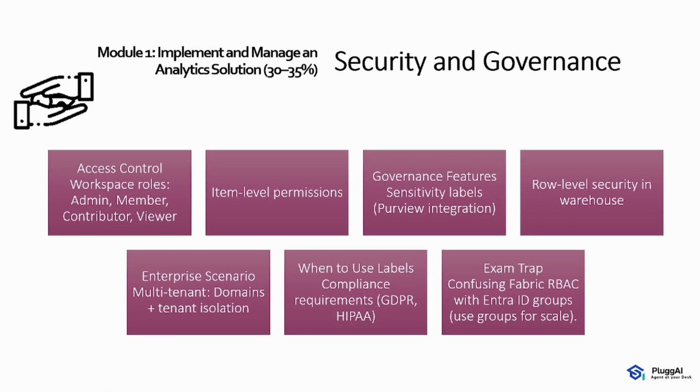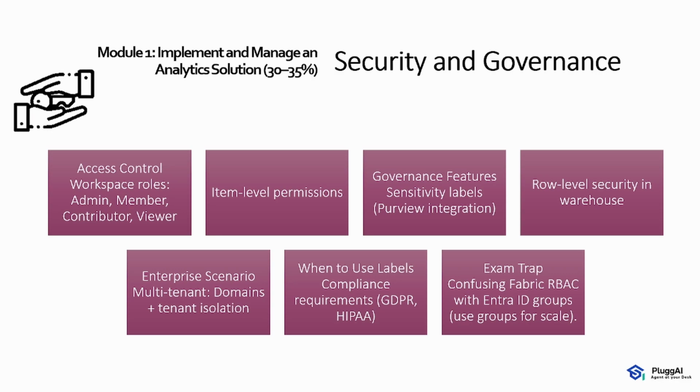Now let's talk security and governance. Pause here because exams hammer this hard. Security starts with workspace roles: admin, member, contributor, viewer. But for scale, always use Entra ID groups. Assign the group once, manage membership centrally, item level permissions let you get granular. Maybe a contributor can edit pipelines but not delete lakehouses.